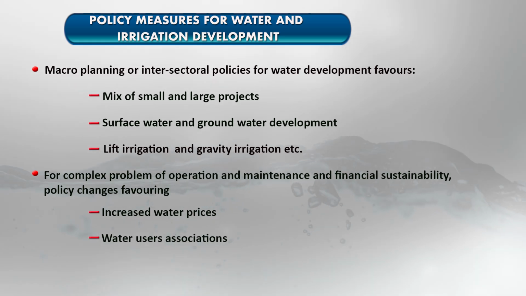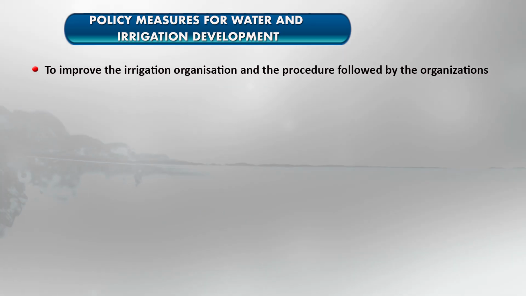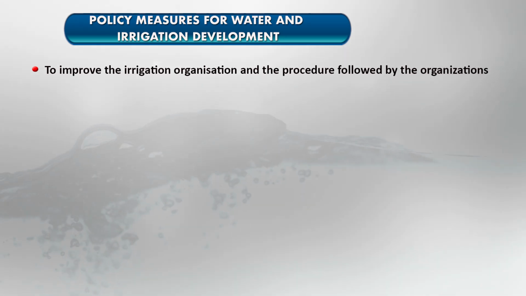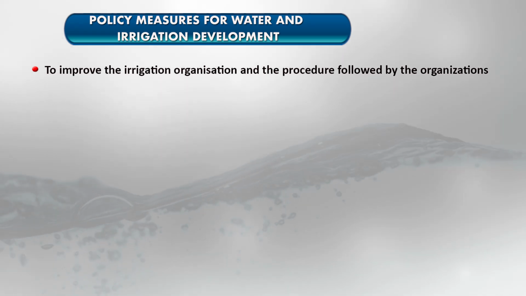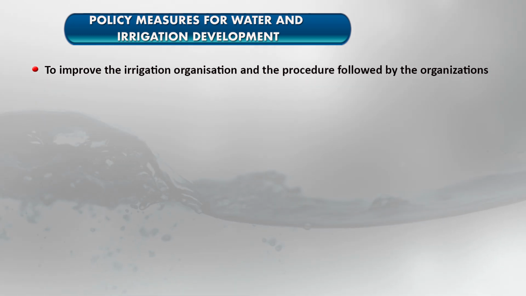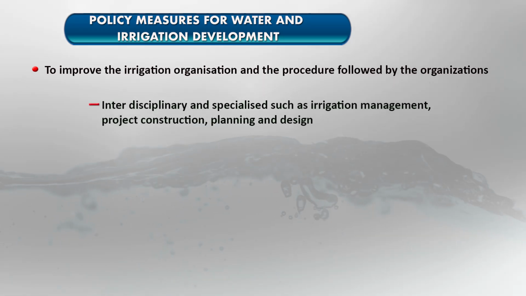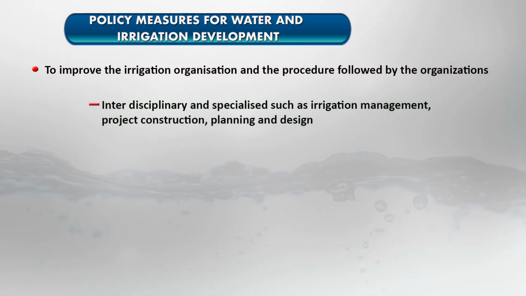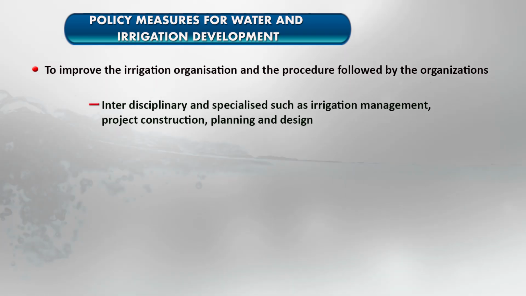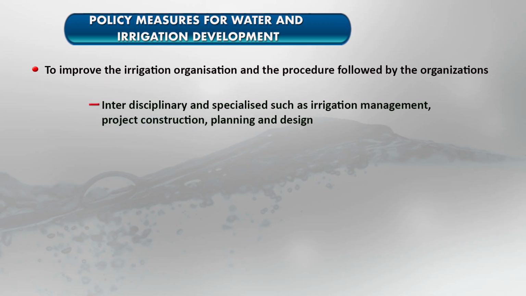So the concept of water users associations was started in the country. And also different measures were adopted, like to improve the irrigation organization and the procedure followed by the organization. So actually the measures were adopted to have a more efficient administrative system to maintain the irrigation department. They need to have interdisciplinary or specialized activities such as irrigation management, project construction, planning and design. So an interdisciplinary approach is followed in the administration of the irrigation resources, particularly the irrigation department.